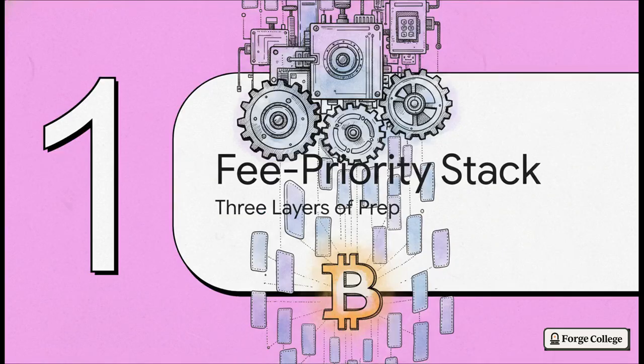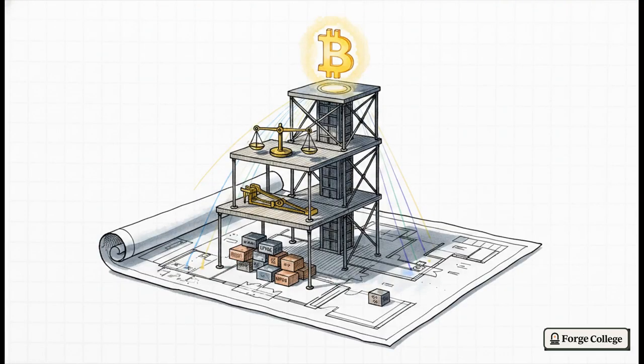Section 1. The fee priority stack. 3 layers of transaction prep. So imagine your transaction prep as this 3-tiered scaffold. Every single decision you make at the absolute bottom feeds right into the layer above it, and that ultimately determines how quickly, and honestly, how safely, your value moves across the network. If your foundation is cracked, well, the whole structure is compromised.